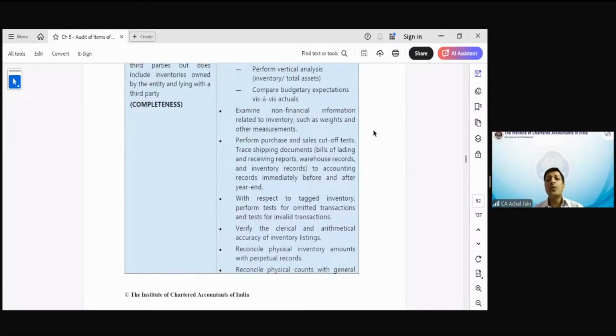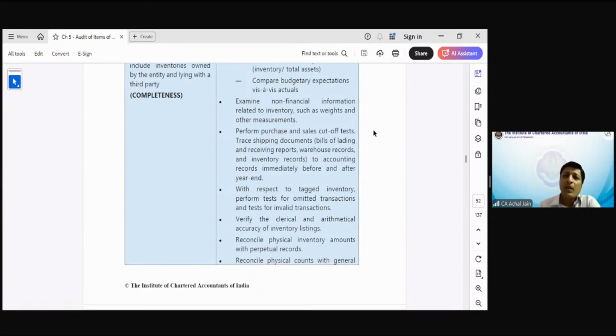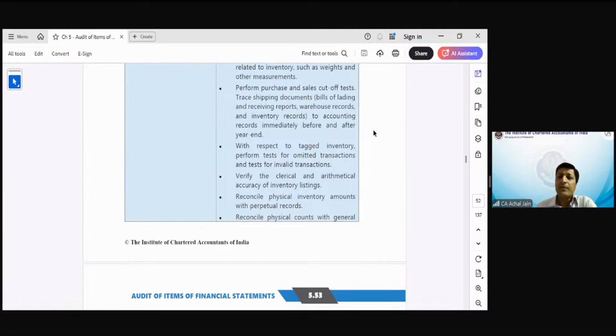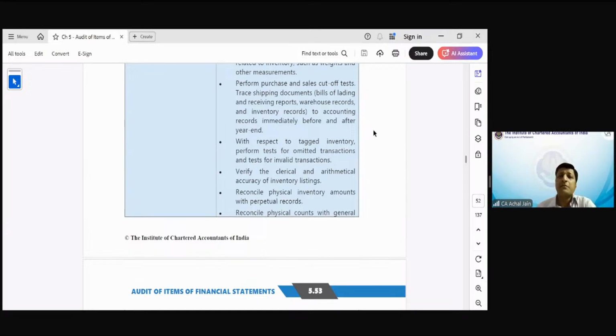Then the non-financial information related to inventory, such as weight and measurement, which is more of a qualitative assessment, is something the auditor will look at more on the physical verification side. Then, in terms of cutoff testing, when the sales and purchase cutoffs are performed, that is again more from the P&L side. So we'll move it to the P&L component, and when we cover that component, we'll try to cover that aspect.